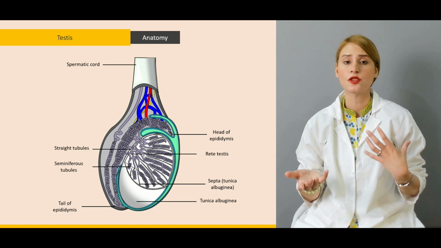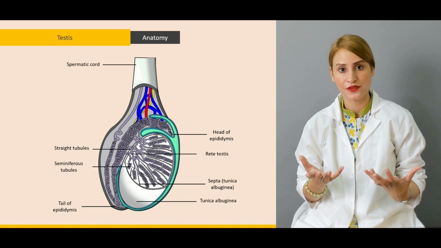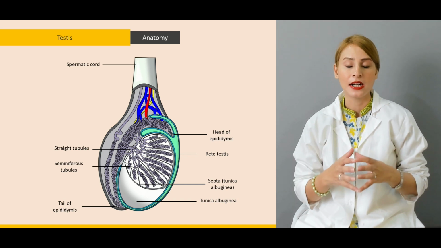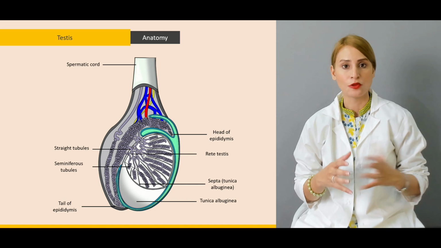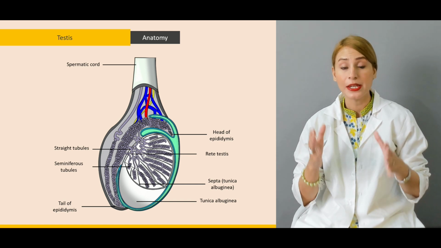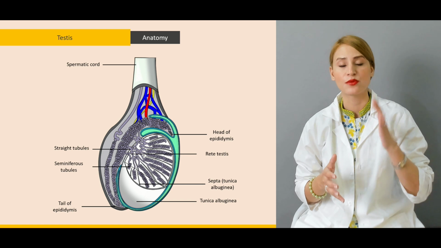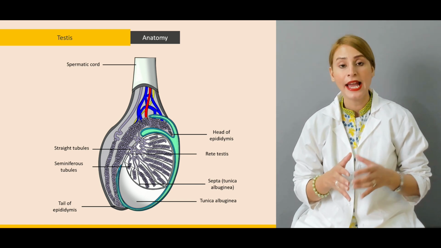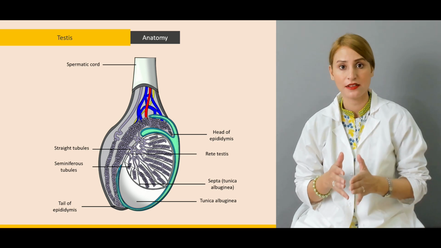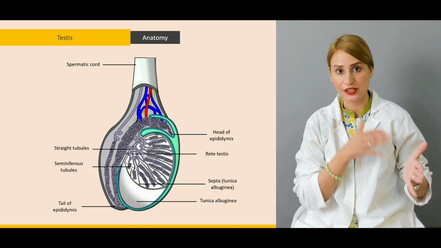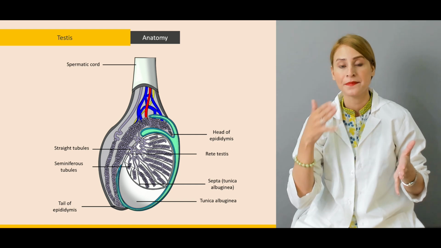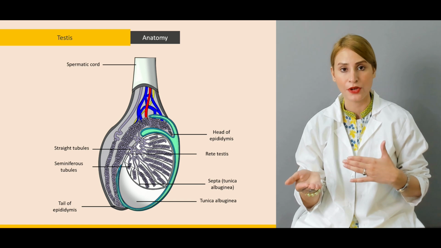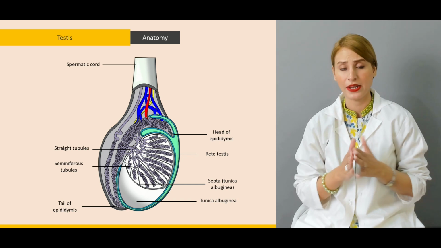If we particularly talk about the venous drainage of the testes, these testes are draining into the testicular veins, the right and the left testicular vein. The important thing to know is that the right testicular vein drains directly into the inferior vena cava, and the left testicular vein first drains into the left renal vein, and then ultimately into the inferior vena cava.